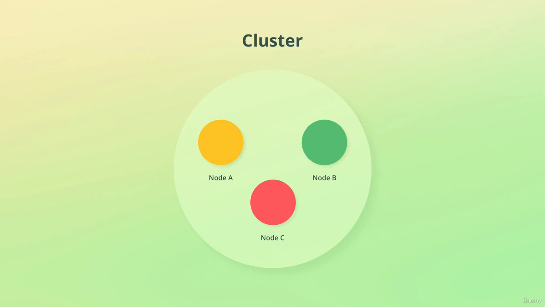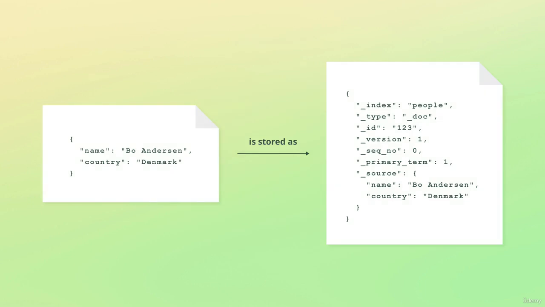Now that you know what clusters and nodes are, let's take a closer look at how data is organized and stored. Each unit of data that you store within your cluster is called a document. Documents are JSON objects containing whatever data you desire. When you index a document, the original JSON object that you sent to Elasticsearch is stored along with some metadata that Elasticsearch uses internally. If you want to store a person, your object could look something like this.